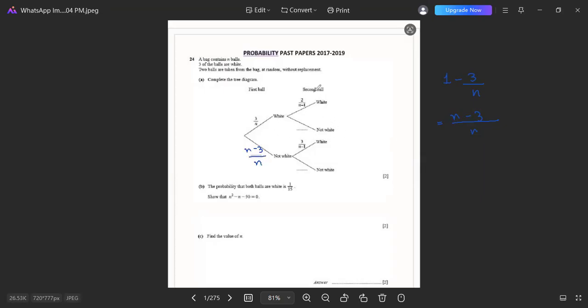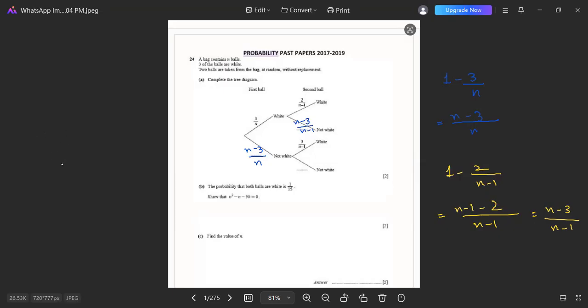Similarly, here for the second draw, they gave us the white ball probability, and we need to find out the not white balls probability. Again, we are going to subtract it from 1, so 1 minus 2 over n minus 1. Again, we can go with the LCM, writing this n minus 1 in the denominator and multiplying it by 1 above, and minus 2. Minus 1 and minus 2 would be minus 3 and n minus 1 in the denominator. So we got n minus 3 over n minus 1 here.